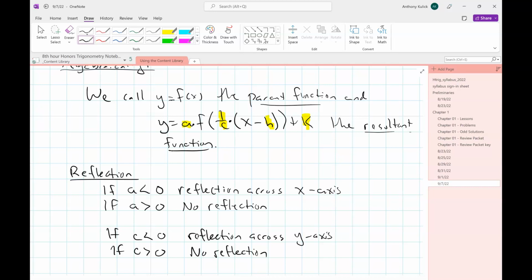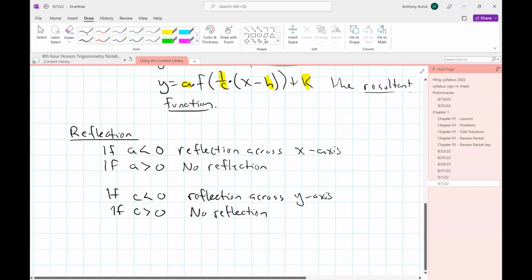What happens if A is 0 or C is 0? Notice that those aren't listed as possibilities for reflections. Why not? What's going to happen if A is 0, C is 0? It's a constant function, right? It just zeroes everything out and becomes something silly. It destroys your function. It just turns into a horizontal line. Not very interesting. Everybody's okay here?